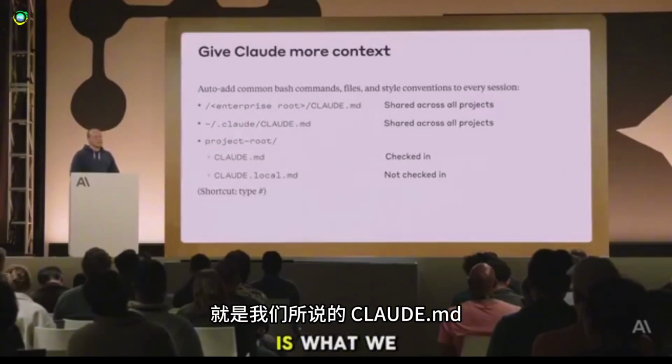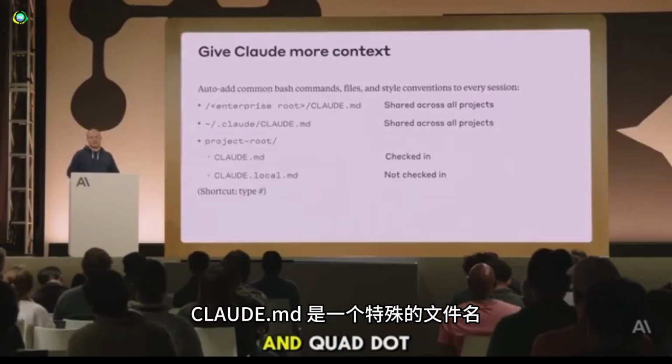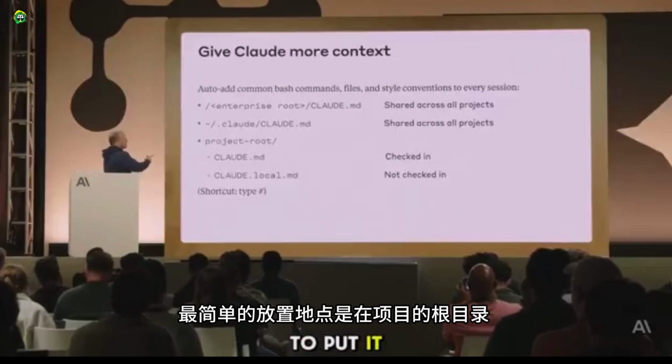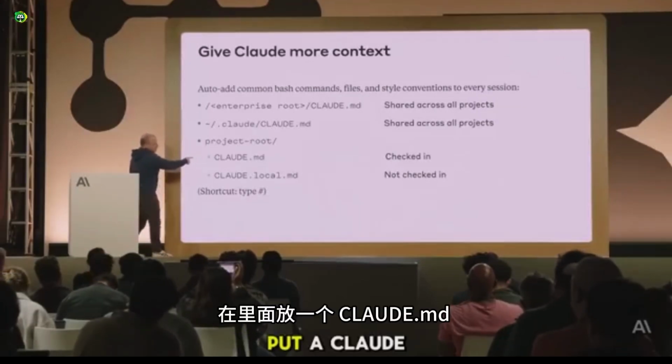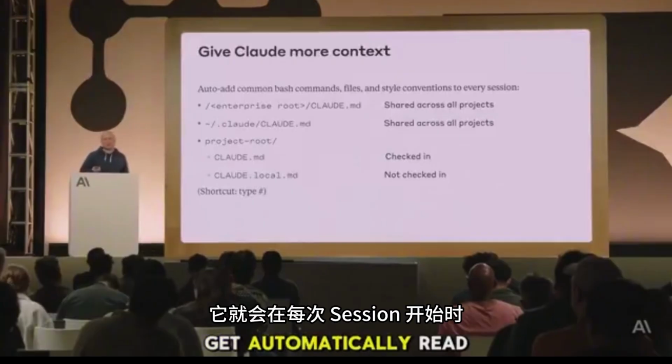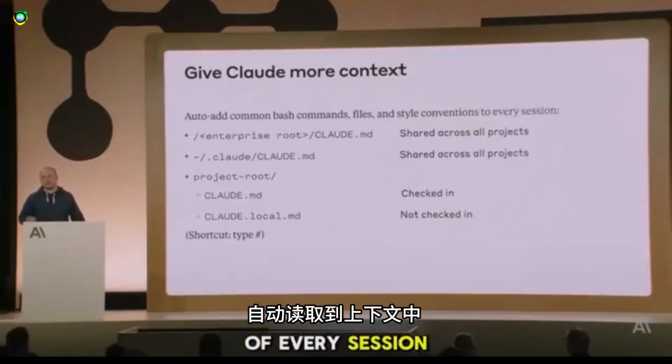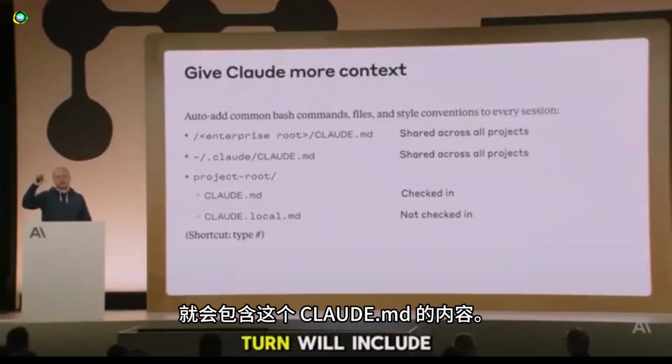The simplest one is what we call Claude.md. And Claude.md is the special file name. The simplest place to put it is in the project root. So the same directory you start Claude in, put a Claude.md in there. And that'll get automatically read into context at the start of every session. And essentially, the first user turn will include the Claude.md.